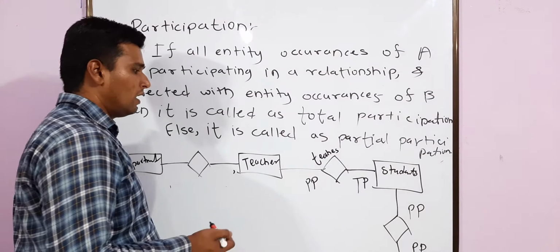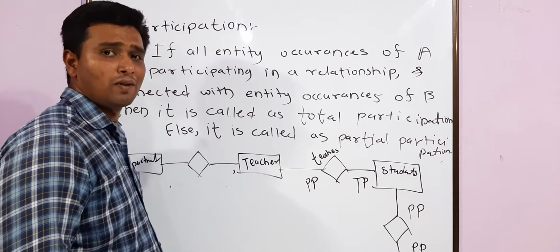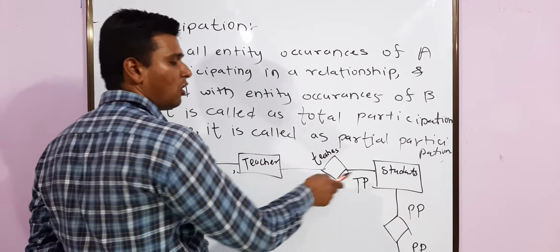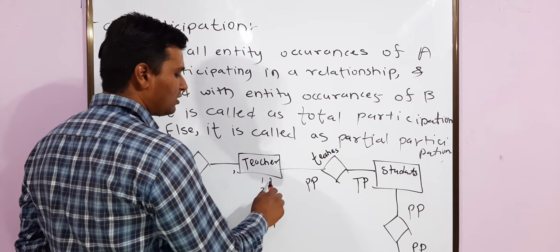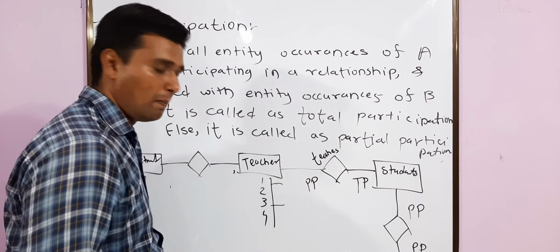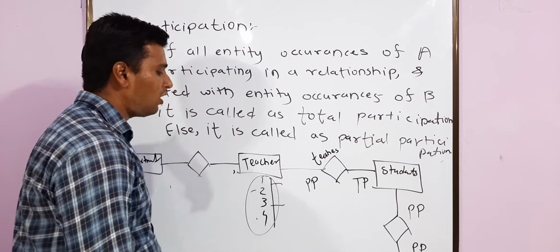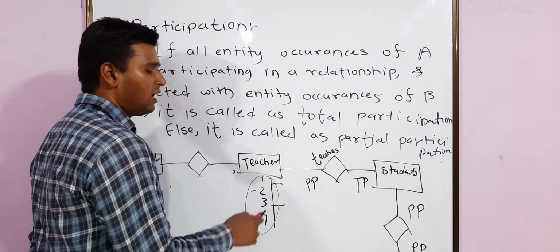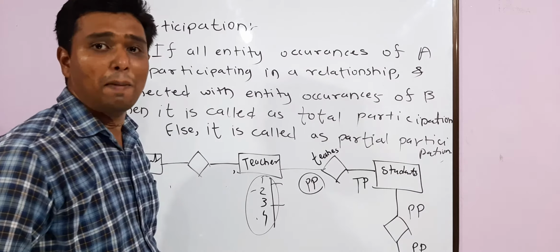Now you can understand here. One teacher may teach all the students, and some of the teachers in this semester may not teach. Let's say I have 4 students and 4 teachers, and the first teacher is teaching all students and the third teacher is teaching all students in this semester. But the second and fourth are not teaching. This means all the entity occurrences of teacher are not participating in this relationship, so it will be counted as partial participation.